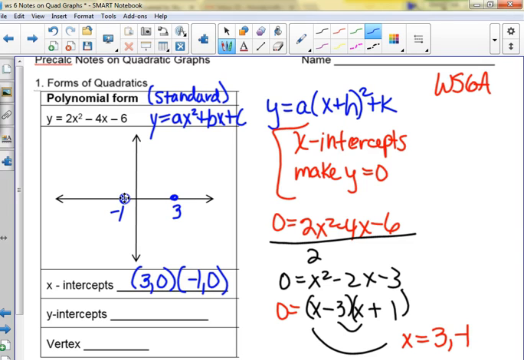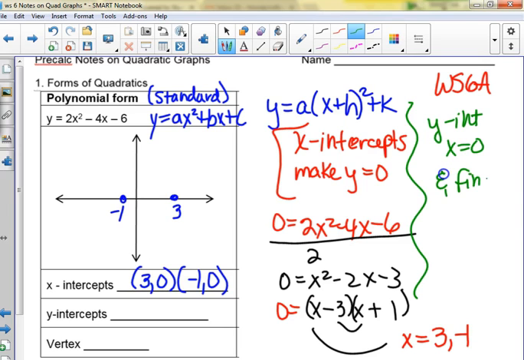Y-intercept? Y-intercept, we just set x equal to 0. Yes, in this form, it would just be the c value. Yep. So if we plugged in a 0 here, we'd have 2 times 0 squared minus 4 times 0 minus 6, which is just negative 6. So the y-intercept is what? As an ordered pair. 0, negative 6.